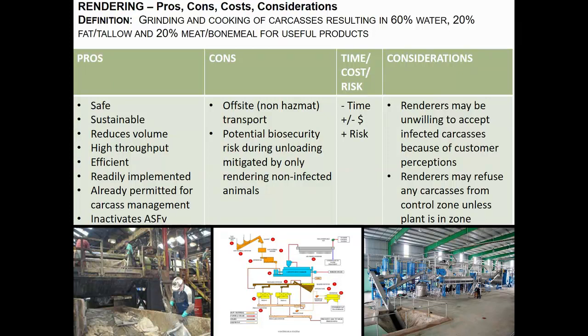We are currently working with the National Renderers Association, and we have a survey out to their members right now to explore different scenarios where they would be willing to take infected material or even non-infected material from a control zone. And that is most likely to occur if the rendering plant is in the control zone. So we're hoping to quantify that. We should have results from the survey in the next week or two. So overall, rendering is quick and moderate cost, but poses a high risk to the rendering operation if consumers won't buy their products.